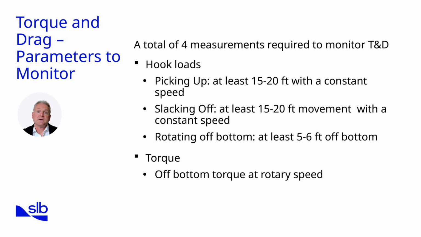Slack-off weights are measured by lowering the string under controlled movement, where drag reduces the apparent hook load. Finally, rotating off-bottom hook loads, measured 5 to 6 feet above bottom, help establish baseline drag while minimizing bit interaction. The second parameter is torque, recorded at surface. Off-bottom torque values, measured at a steady rotary speed, provide an indicator of frictional resistance along the string without the additional influence of bit-cutting loads. These measurements, when taken consistently, provide the foundation for torque and drag analysis.